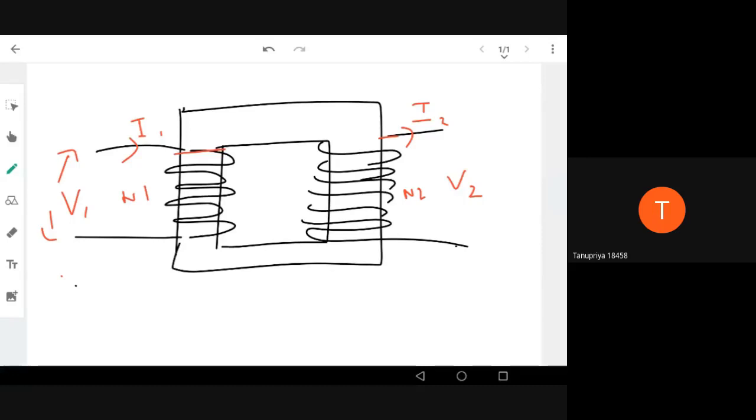Okay, so we know the ratio V1 by V2 will be equal to N1 by N2, right? This we already know about the transformer. It will be I2 by I1, right? These all things we already know.